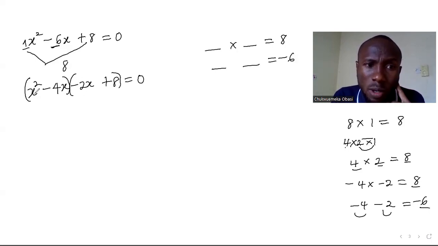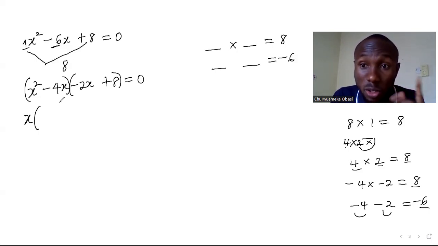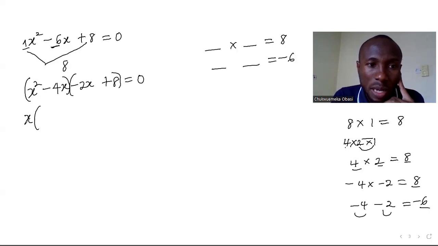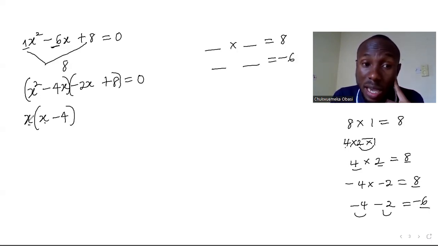So now when you group them, what is common in this first factor? You can see x is common here. No number is common, just only x. So when x squared is divided by x, you get x. When minus 4x is divided by x, you get minus 4. As if to say x times x is x squared. x times minus 4 is minus 4x, right? All right, so let's move on.